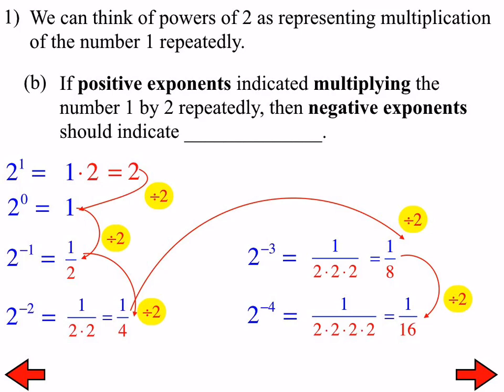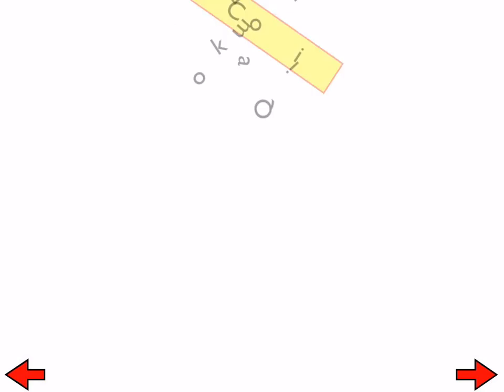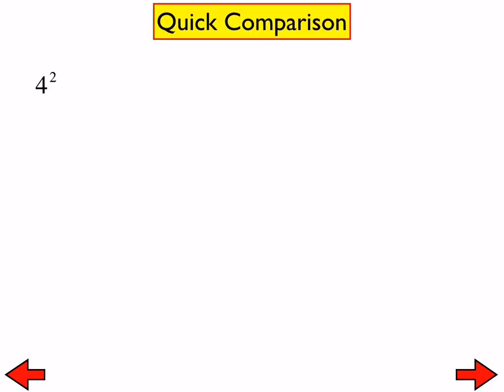Okay, so hopefully you kind of see what's going on with negative exponents, and even 0 as an exponent for that matter. And so if positive exponents indicated multiplying the number 1 by 2 repeatedly, then negative exponents should indicate dividing by 2 repeatedly or multiplying by 1/2. Okay? All right. So, quick comparison.